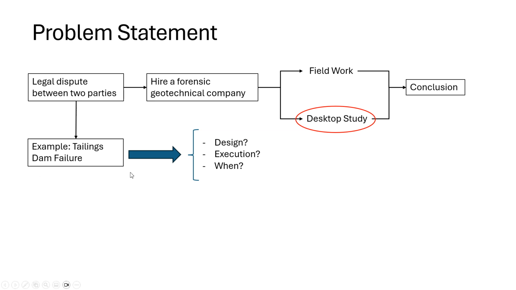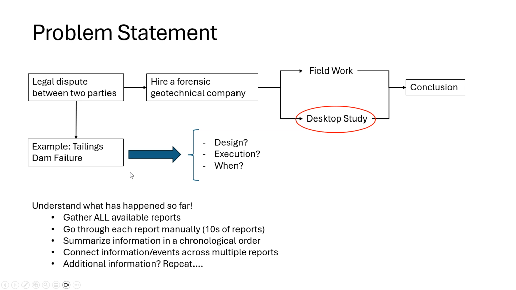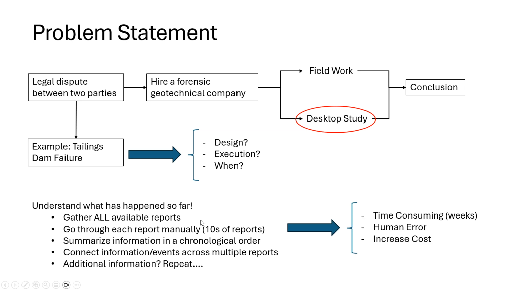The goal of a desktop study is to reconstruct the project history. To do that, the consultants must gather all available reports, go through each report manually, summarize information in chronological order, connect information and events across multiple reports, and if at any point they require additional information, they have to repeat this whole process, which, as you can imagine, is both time-consuming, prone to human error, and costly.